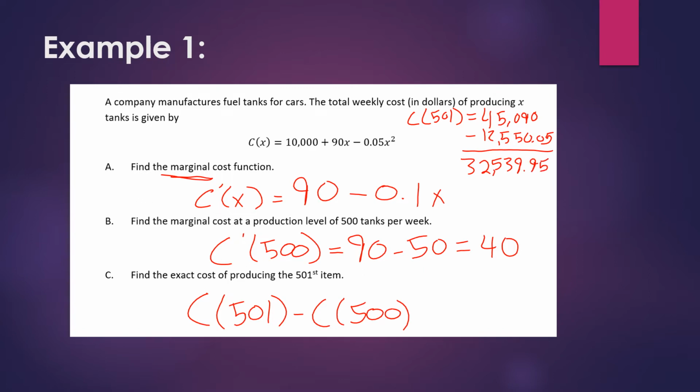So now I need to do C of 500. If I plug in, I'm going to get 32,500. So if I take the difference, I'm going to get 39.95. So that is the exact cost of producing my 501st item, where according to B, my estimated cost is $40. So we're off by a nickel, but that is a very good approximation.